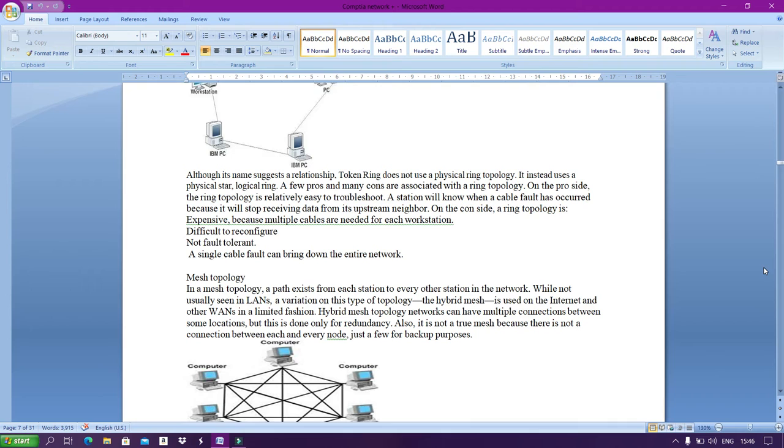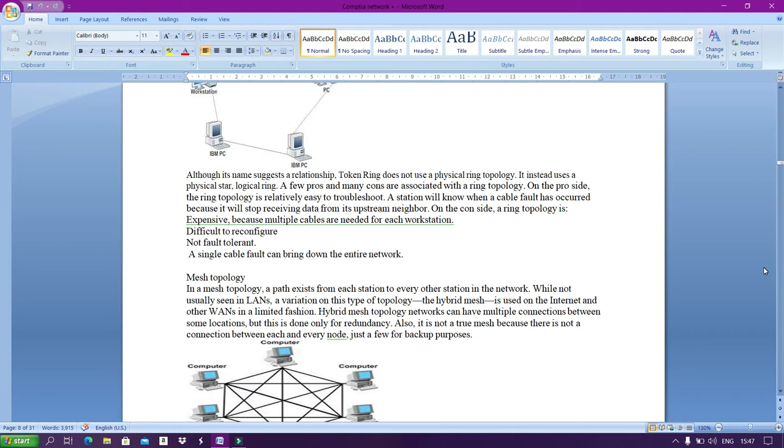Although, as its name suggests, Token Ring does not use a physical ring topology. Instead, it uses a physical star, logical ring. Few pros and many cons are associated with a ring topology. On the pro side, the ring topology is relatively easy to troubleshoot. A station will know when a cable fault has occurred because it'll stop receiving data from its upstream neighbor.